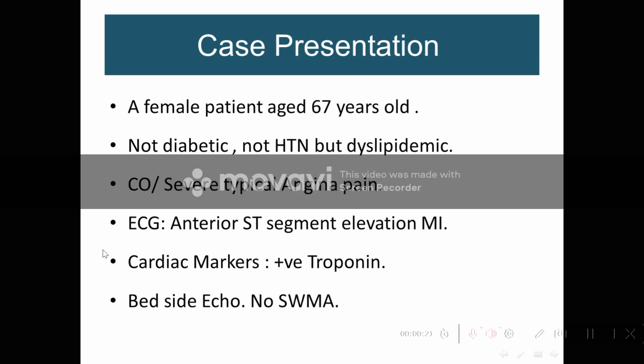Our case today is a female patient aged 67 years old, not diabetic, not hypertensive, but dyslipidemic. She presented at the emergency department with severe typical anginal pain, ECG showing ST segment elevation myocardial infarction, and cardiac markers were positive. Bedside echo shows no segmental wall motion abnormalities.